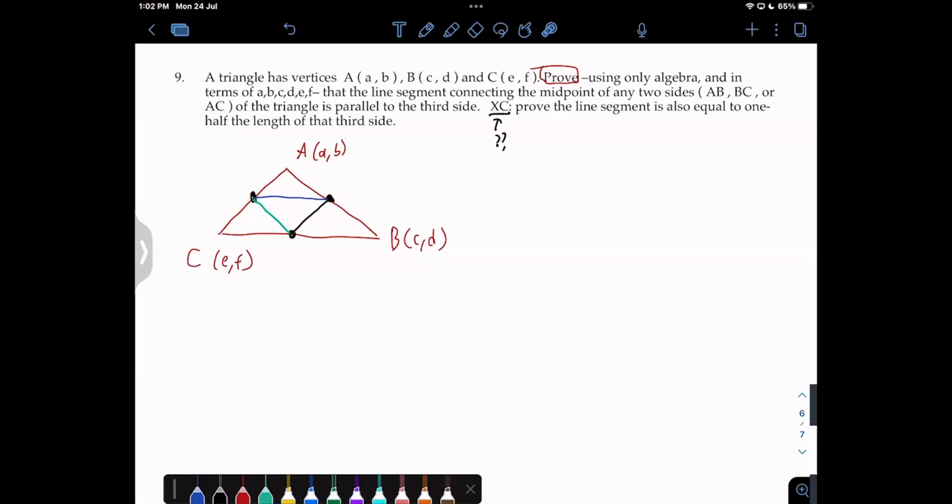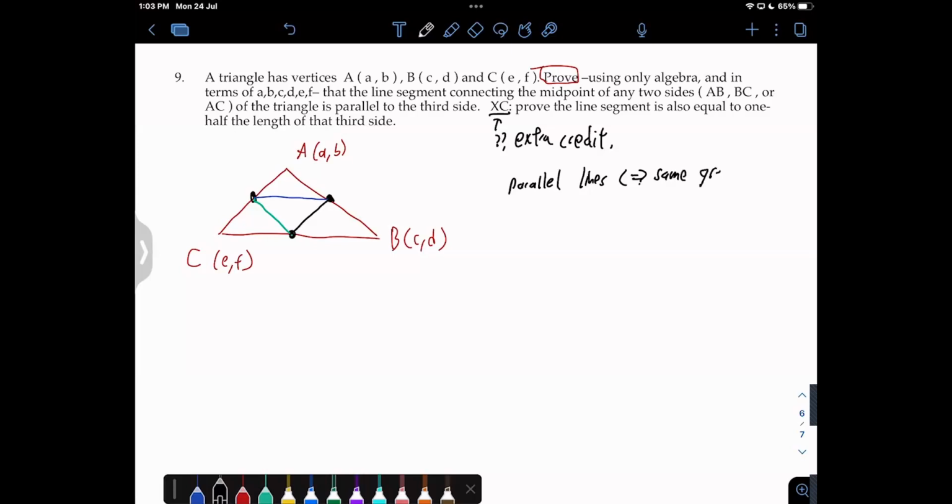So how do you do it? I think they are giving you a clue. Prove the line segment is also equal to 1/2 the length of that third side. That is extra credit. Okay, extra credit. So all you need to do is prove parallel. When you have parallel lines, what's so special? The gradient is the same. Parallel lines have the same gradient.